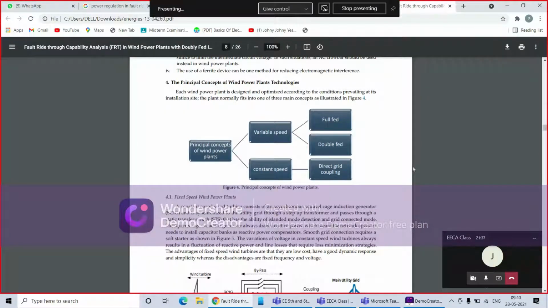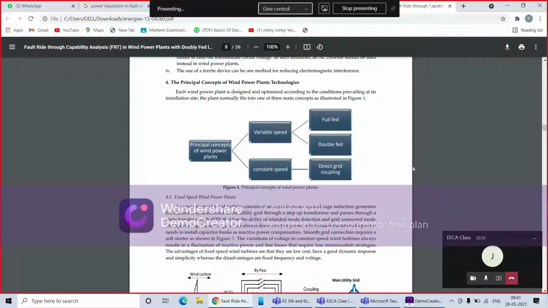In the last class, we studied what fault ride through is, what the causes of fault ride through are, and why it is important to have this property or voltage regulation during fault ride through. According to our syllabus, we will see fault ride through when a wind farm is connected to our grid. But before that, you should have some basic knowledge about wind power technologies. You are all aware of what a wind farm or a wind turbine is.